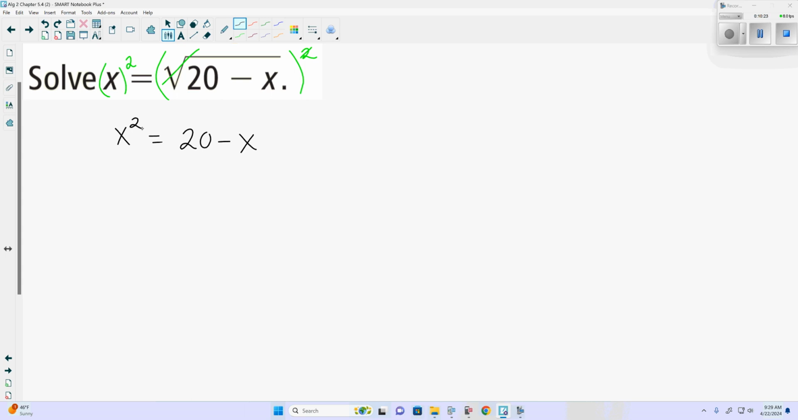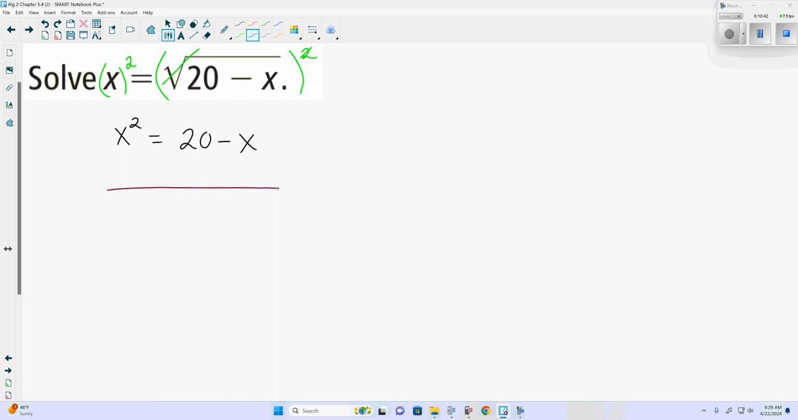Questions on how we got to this point here? Any radicals left? No. So we don't have to repeat steps 1 and 2. We just need to solve for x. And since we have an x squared, we need to get this equal to 0. Yes?